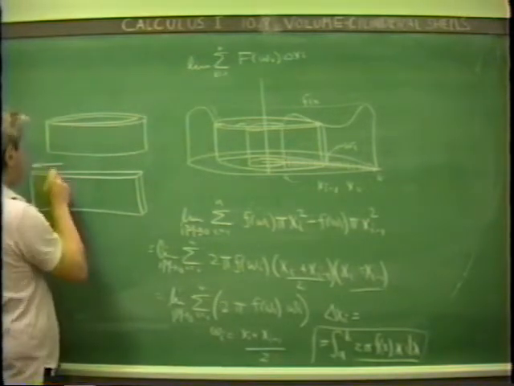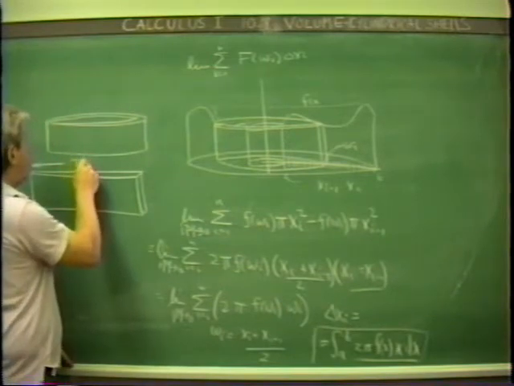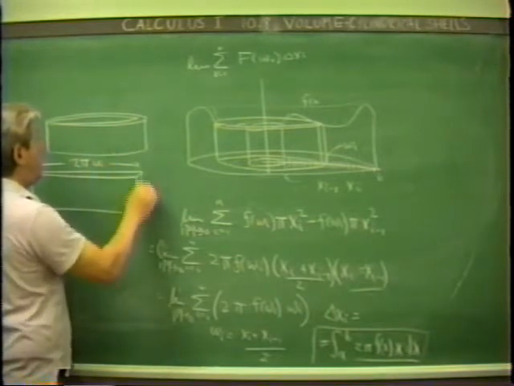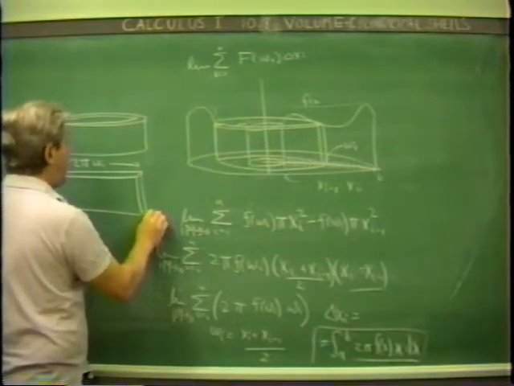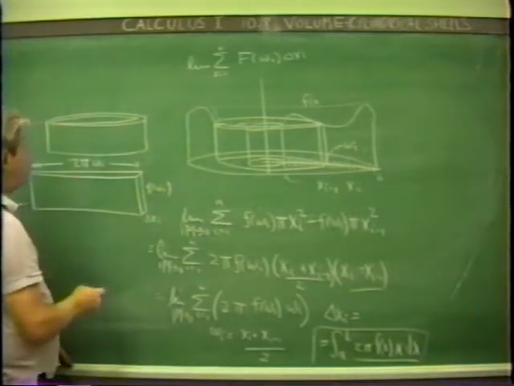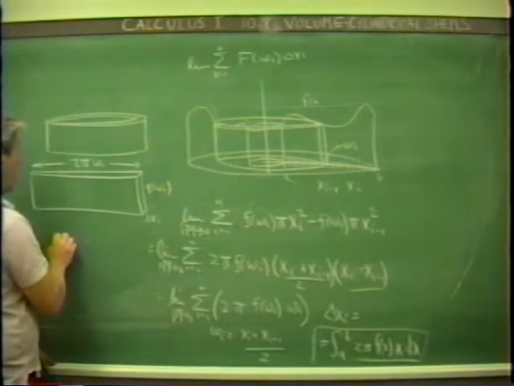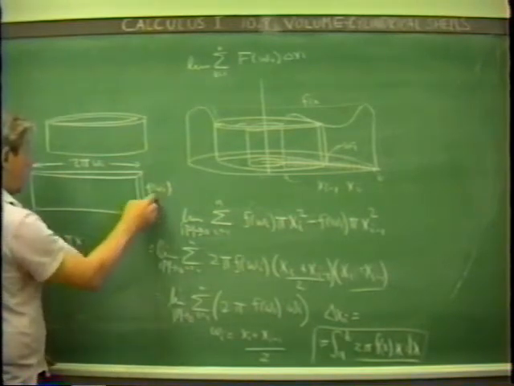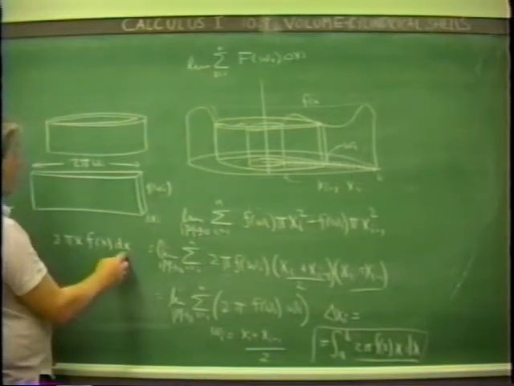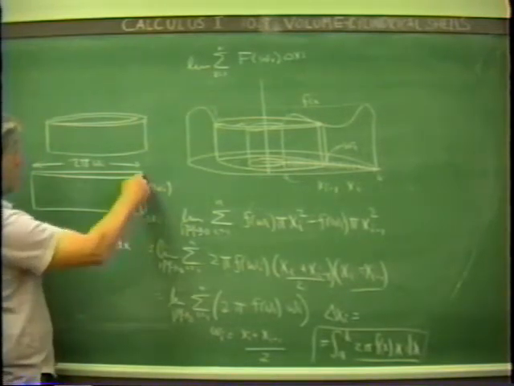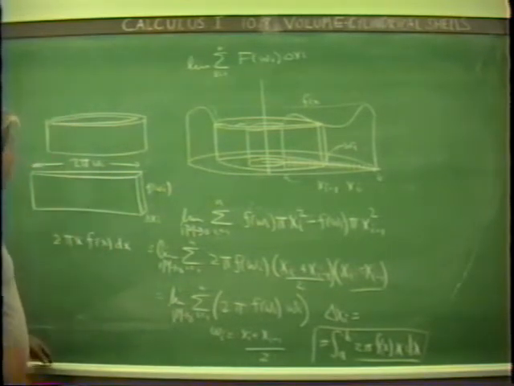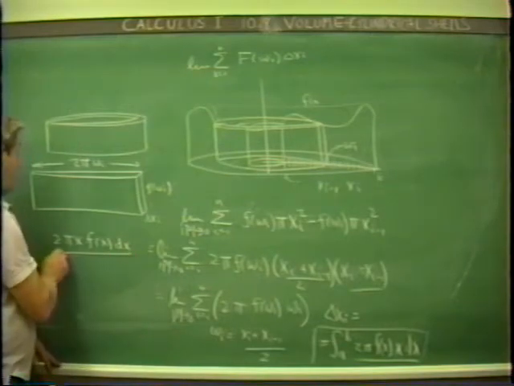If we rolled this out here like so, the length we would end up with here would be 2 pi wi. The thickness would be delta xi, and the height would be f of wi. Right? So this would then correspond to 2 pi x f of x dx. If you think of this as delta x, f of x is this height, and 2 pi x is this right here that you get when you roll this out.